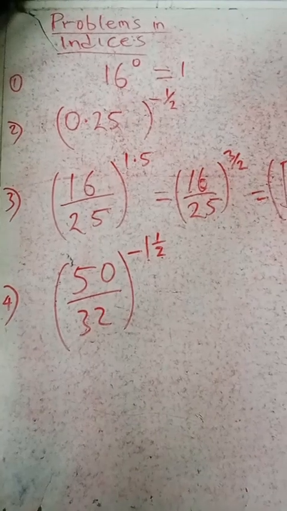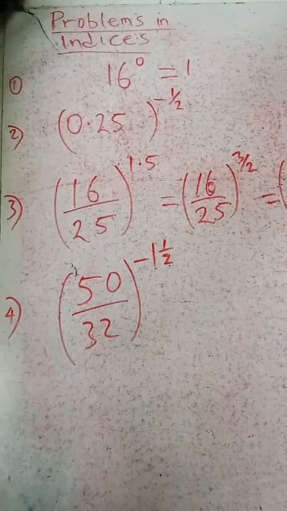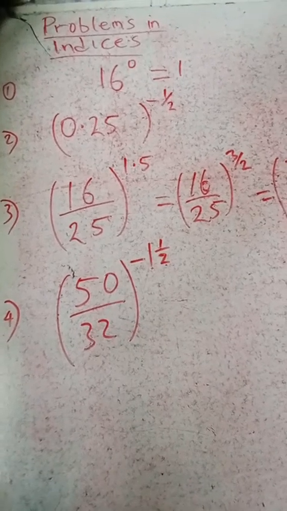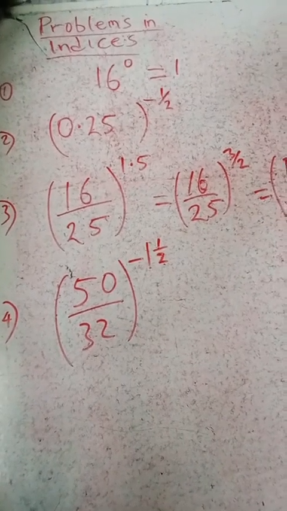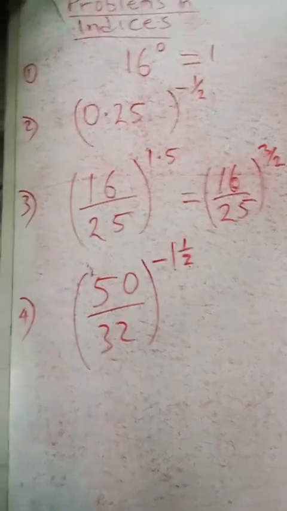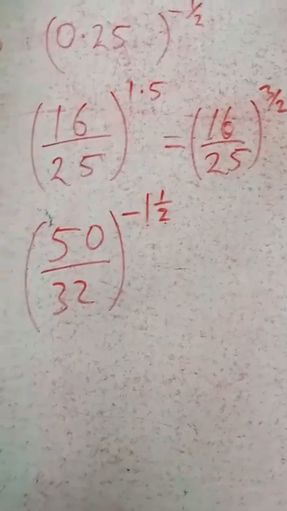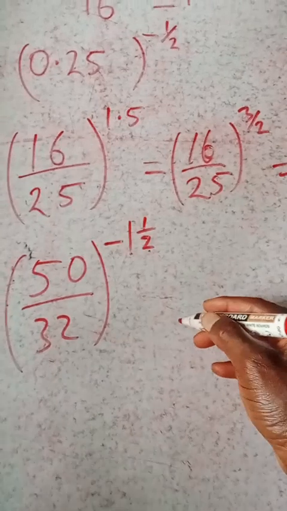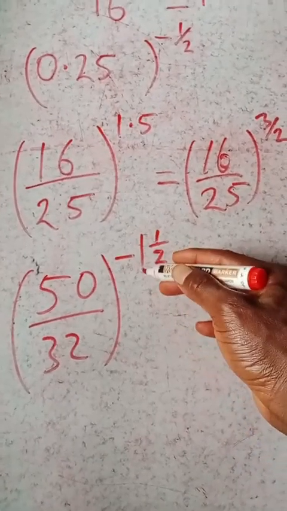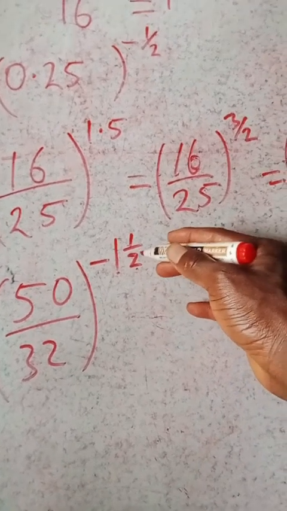So, viewers, the next question we'll be treating is number 4 that says 50 over 32 raised to power minus one whole number 1 over 2. Okay, it's a nice one. So, let's attend it. When you have such a question, if you look at it, you are going to observe that the power is what? A negative index, and it's also containing a mixed fraction.